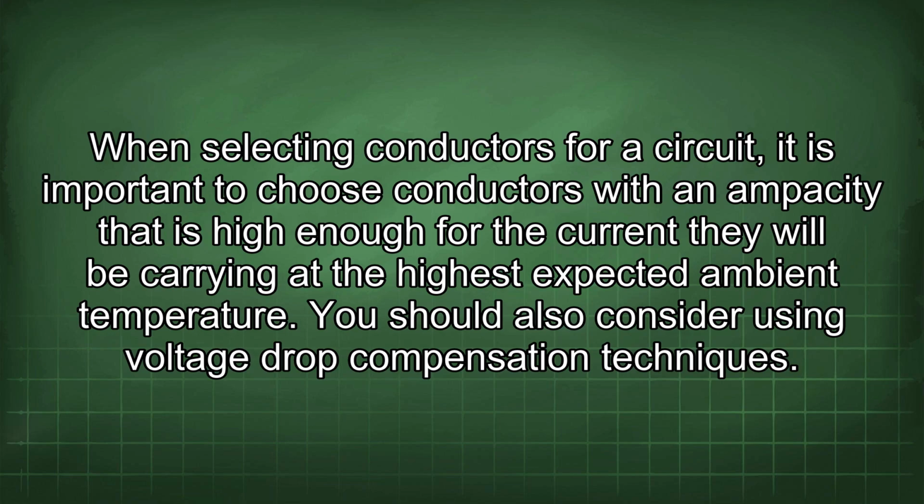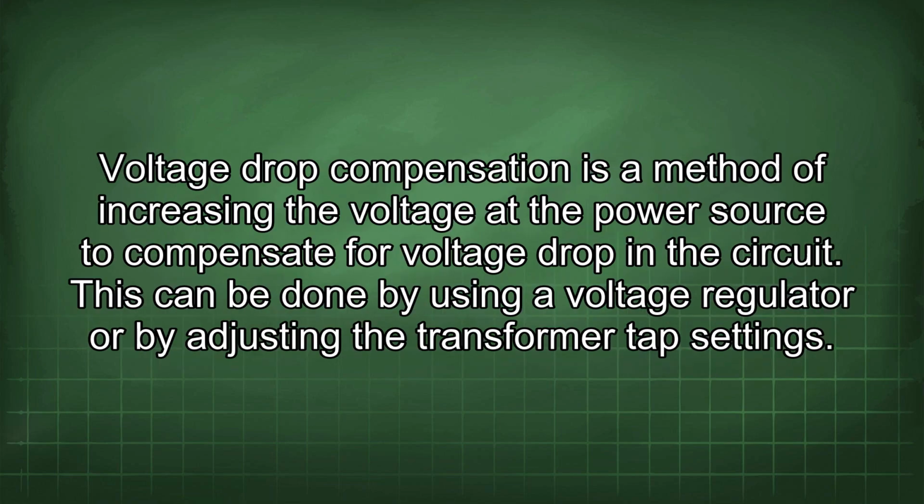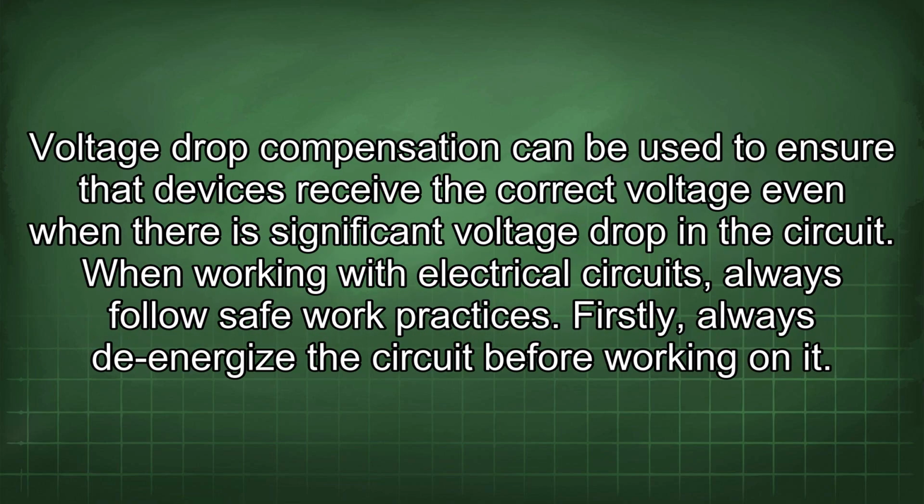You should also consider using voltage drop compensation techniques. Voltage drop compensation is a method of increasing the voltage at the power source to compensate for voltage drop in the circuit. This can be done by using a voltage regulator or by adjusting the transformer tap settings. Voltage drop compensation can be used to ensure that devices receive the correct voltage even when there is significant voltage drop in the circuit.